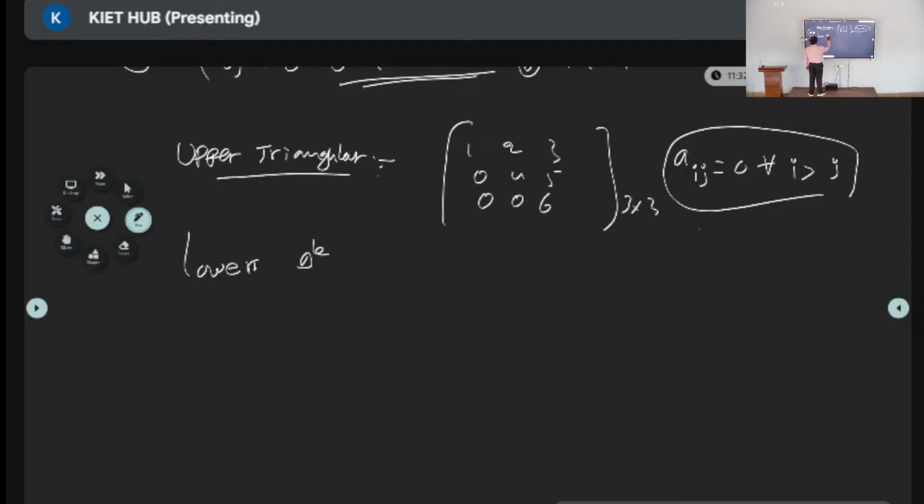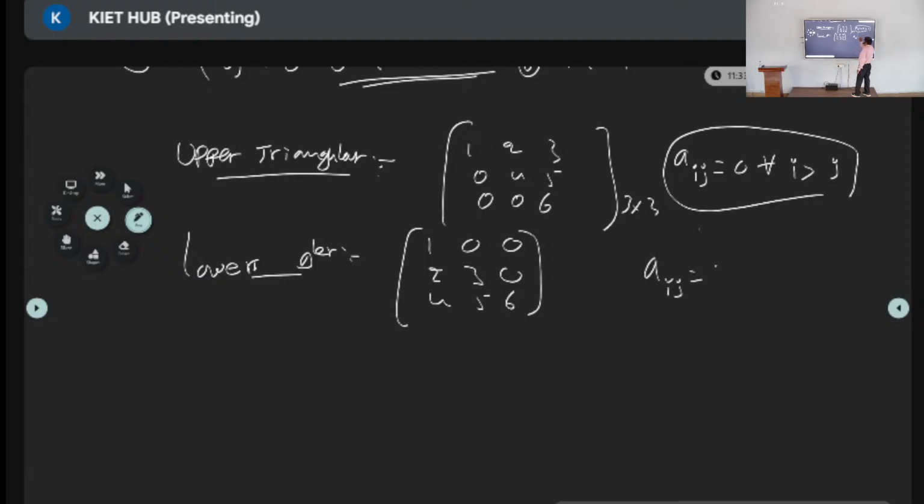Lower triangular definition. What is the lower triangular? 1 0 0, 2 3 0, 4 5 6. Now how to define it in terms of Aij? Aij is equal to 0 for all i less than j. That is the lower triangular matrix. Upper triangular, lower triangular. And there is no special triangular matrix. Whenever they are saying triangular, it means either upper triangular or lower triangular.